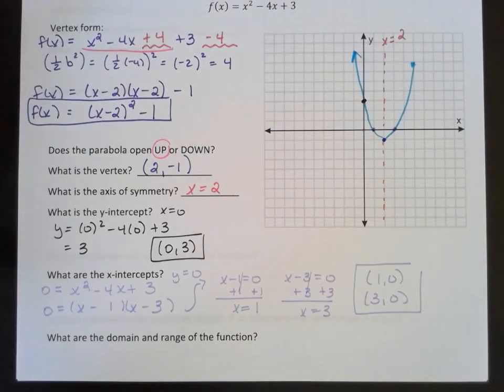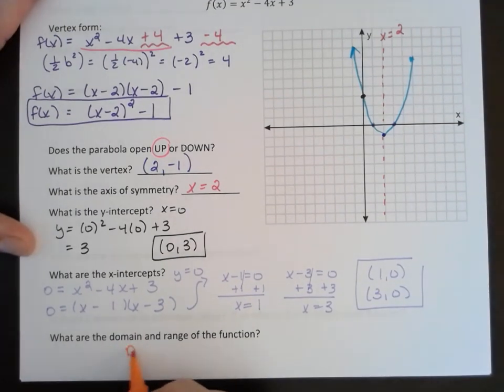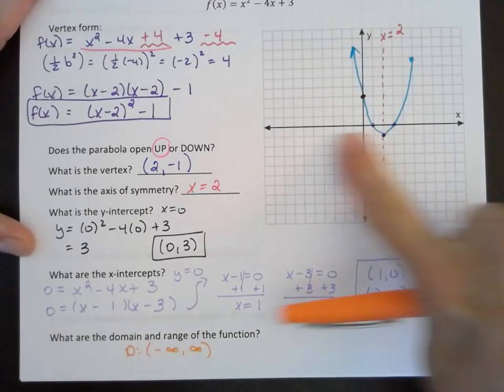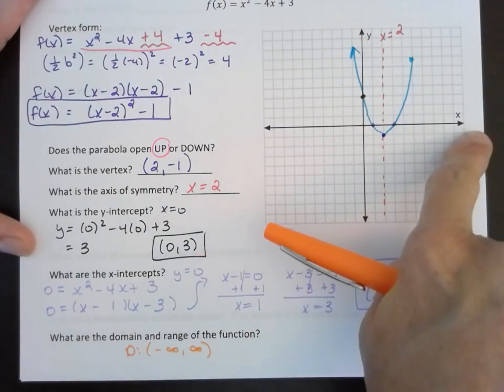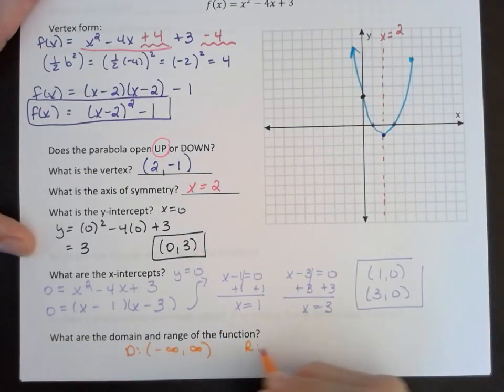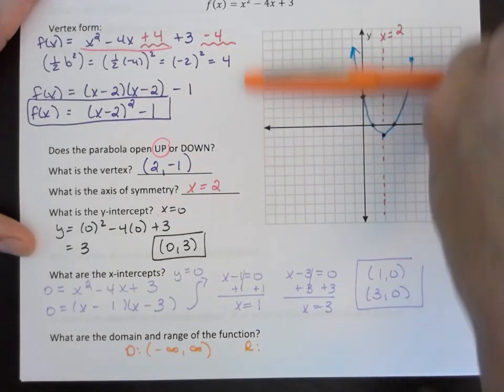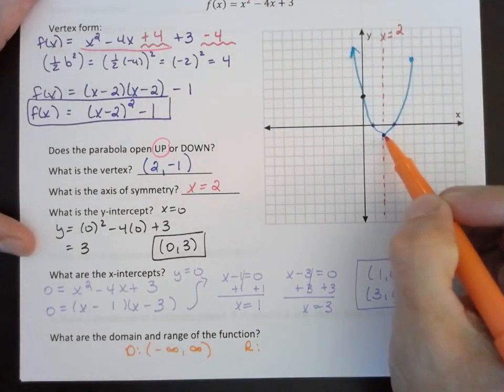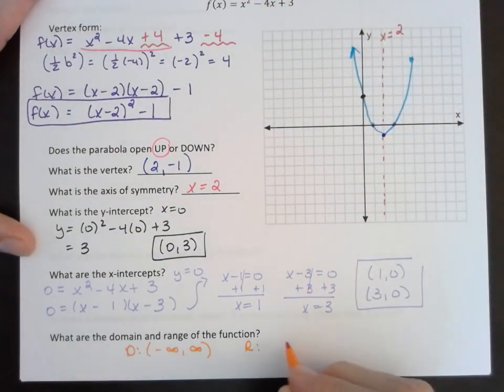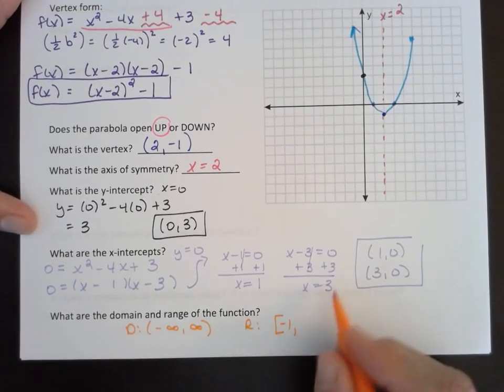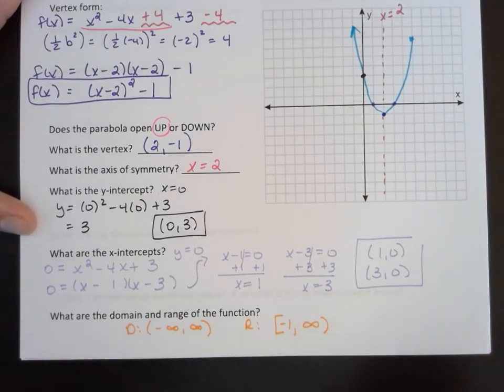What's the domain of this function? As usual, this is quadratic, so the domain is everything. Again, that's because it goes forever left and forever right. The range, start at the lowest point, go to the highest point. Well, the lowest point is -1. It includes -1, so we have a bracket, and it goes forever up, so we have infinity.